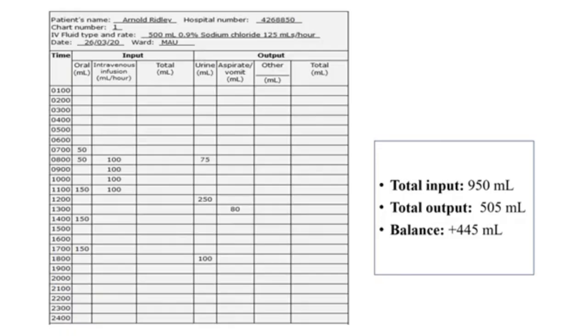To calculate this, first you have to calculate all the input, as you can see here, and then write it here. If you calculate this, you'll get 950 ml total input. Then you have to add all of the outputs together and write it in total output. If you add all of this, you'll get 505 ml, and then you have to subtract 505 ml from 950 ml. As the input is more than the output, you will get a positive balance, so you have to put a plus sign before the number.